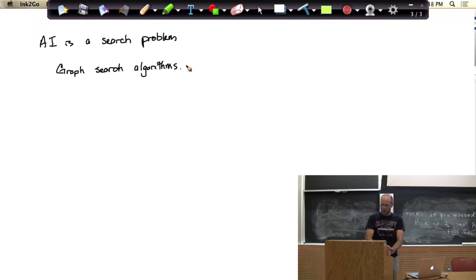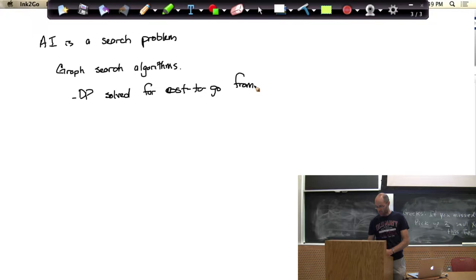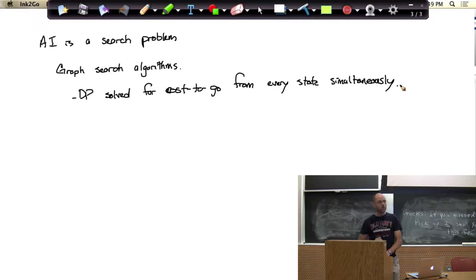Right, so I talked about dynamic programming as one graph search algorithm, which basically solved the search problem by very efficiently computing the cost to go for every possible state simultaneously. That was the big trick, right? There's a whole literature of algorithms that do graph search. The problem with DP is that it doesn't scale to do that for every possible state when the number of states gets very, very large.